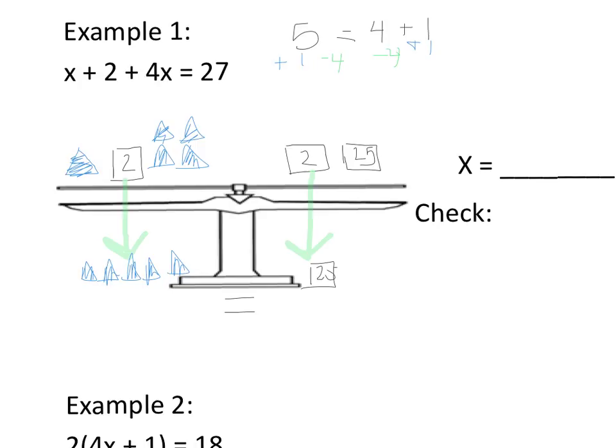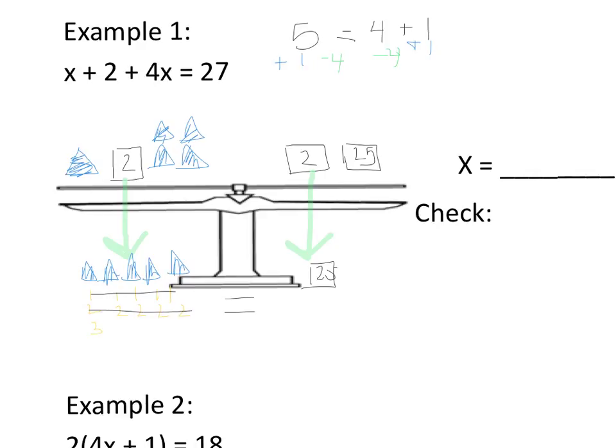So let's think this through. If 5 triangles equal 25, what number could each of those triangles represent? If we check it with a 1, could each blue triangle be 1? No, because if we add up all those 1s, we end up with only 5. Could each of them be 2? 2 plus 2 is 4, plus 2 is 6, plus 2 is 8, plus 2 is 10. Nope, that doesn't equal 25.